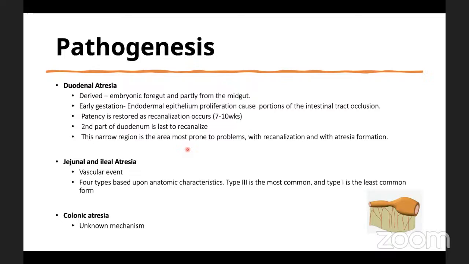As far as jejunal and ileal atresia is concerned, it is always secondary to a vascular event. If you can see here, this is the mesentery and these red lines are the vessels. If there is any obstruction to the blood supply to any part of the segment or the whole bowel, it may cause narrowing and obstruction. There are 4 types based on the anatomic characteristics, and I will show you the picture in the next slide. And there is no known mechanism for how colonic atresia occurs.